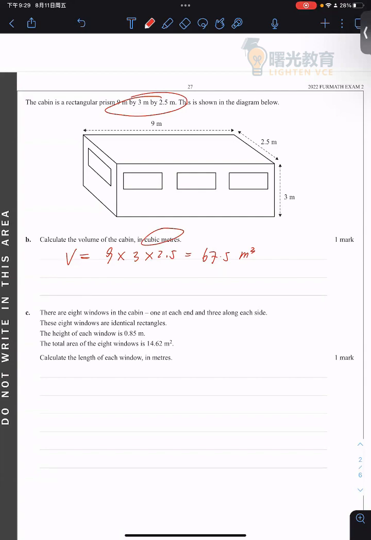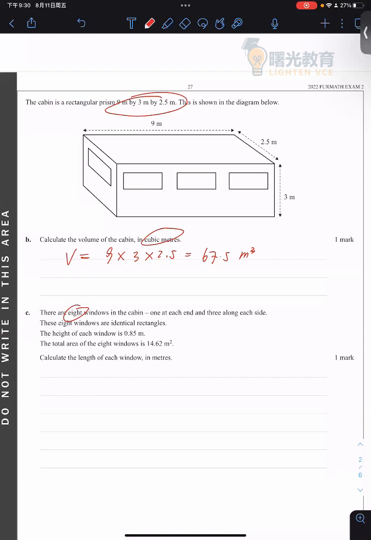The third one. There are 8 windows in the cabin, 1 at each end and 3 along each side. These 8 windows are identical rectangles. The height of each window is 0.5 meters. The total area of the 8 windows is 14.62 meters squared. Calculate the length of each window in meters. You may be very excited. Okay, this question is very easy, all right? We know the area, we know the width, like one side of the window, then we just do the division, right? Area divided by the side length, we would have the answer for the other one.